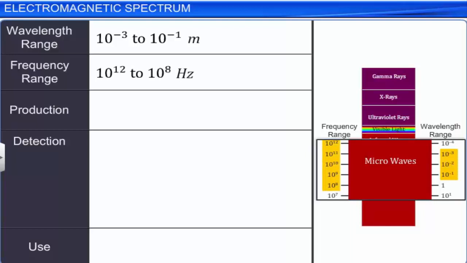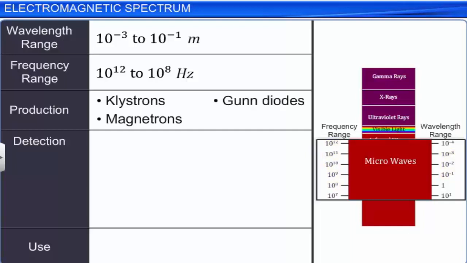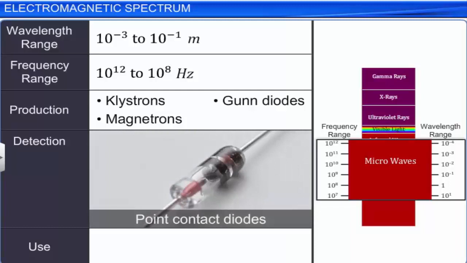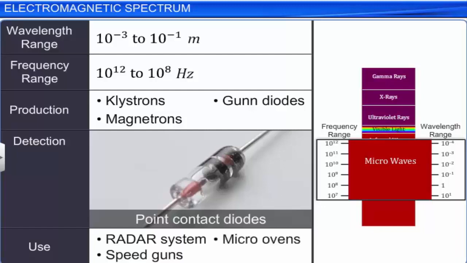Microwaves can be produced by klystrons, magnetrons, and gunn diodes. These waves can be detected by point contact diodes. These waves are used in radar systems, speed guns, and microwave ovens. Let us also briefly discuss the working of microwave ovens.